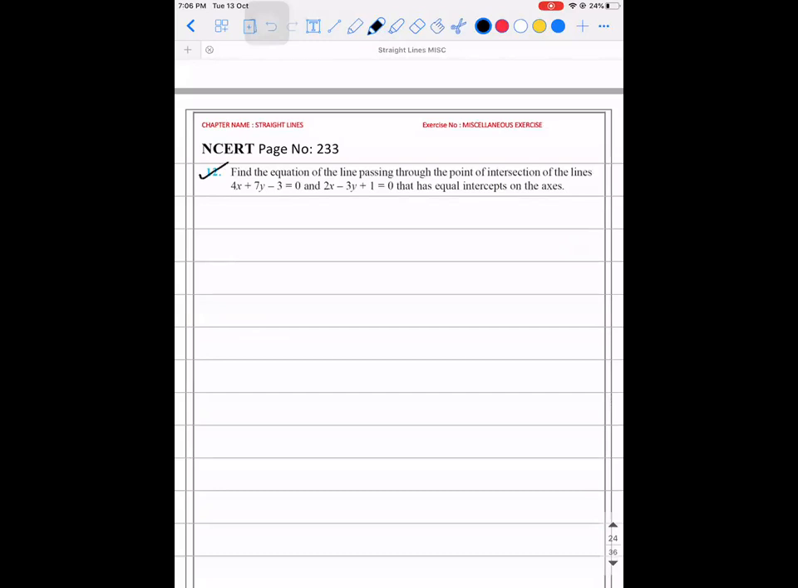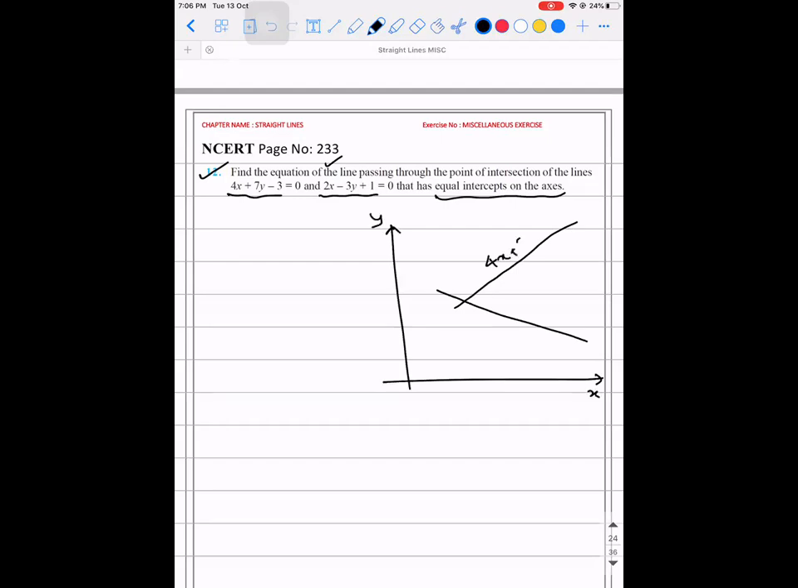12th. Find the equation of the line passing through the point of intersection of the lines that has equal intercepts on the axis. The meaning of this is, they're asking the equation of some line which is passing through what? The point of intersection of these two lines. Okay, let's say these two lines are 4x plus 7y minus 3 is equal to 0 and 2x minus 3y plus 1 is equal to 0. You have a point of intersection. So there is a line that is passing through these two.